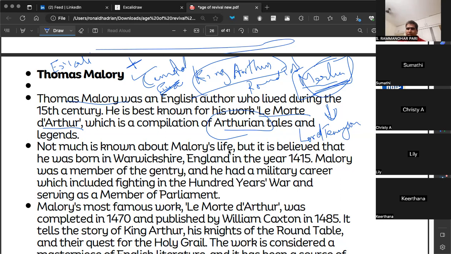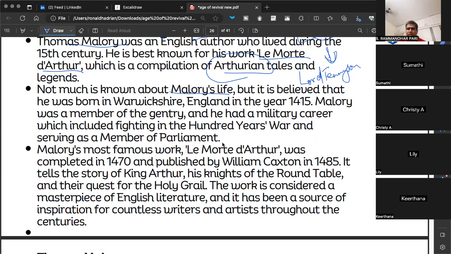Okay. So not much is known about Malory's life. He was in the military and all that, and he was fighting in the Hundred Years' War. So we have seen two families fight. Who are the two families? Lancaster and York. Who's got the red rose and who's got the white rose? Lancaster red rose and York white rose. Yes, very good.